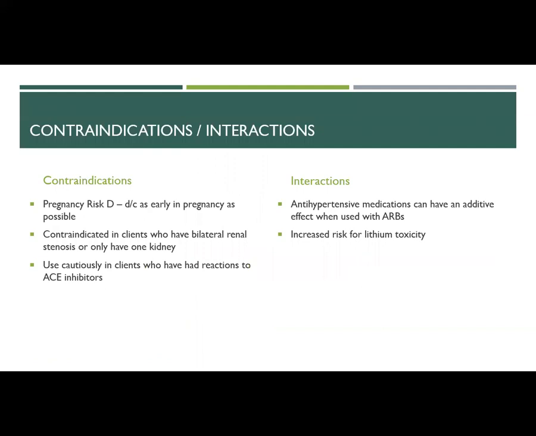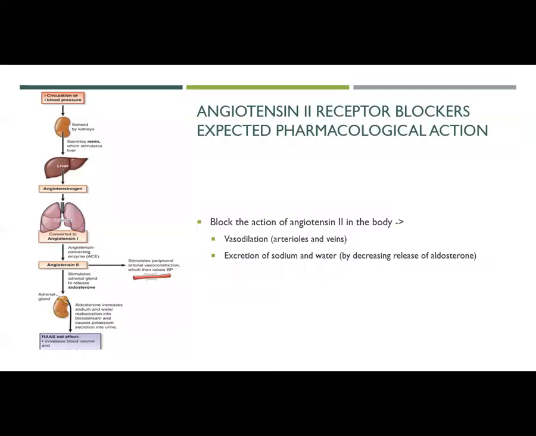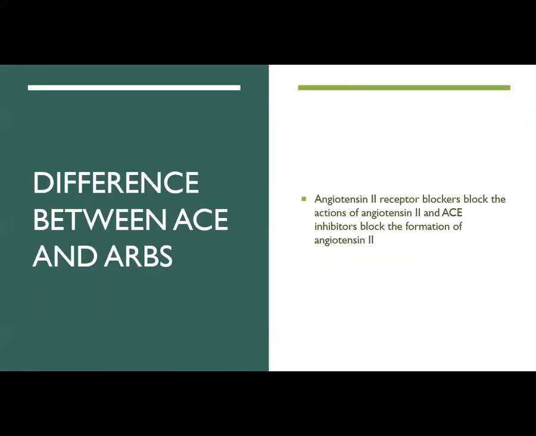So you see how I was talking about the pregnancy risk D. A lot of these antihypertensive medications are not safe for somebody who's pregnant. So you want to discontinue as early in pregnancy as possible. They're contraindicated in clients who have bilateral renal stenosis or only have one kidney. And you want to use them cautiously with clients who have had reactions to ACE inhibitors. If you think about the receptors that are being affected here, they're in a very close space. So if they reacted poorly to an ACE inhibitor, then more than likely they're also going to react poorly to an angiotensin II blocker.